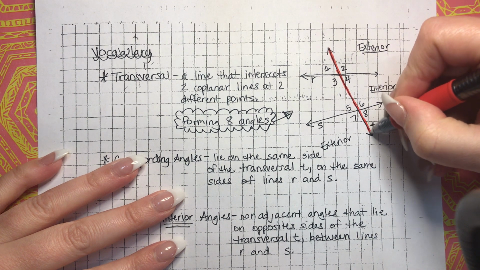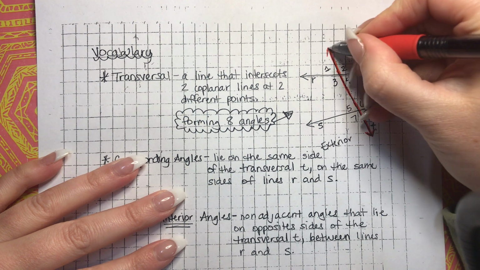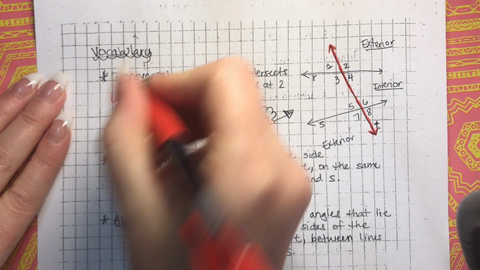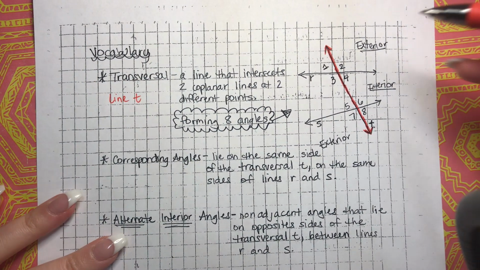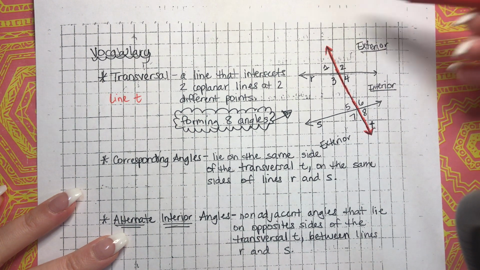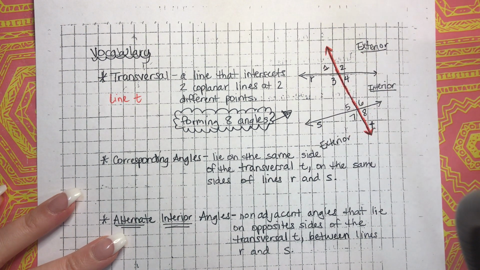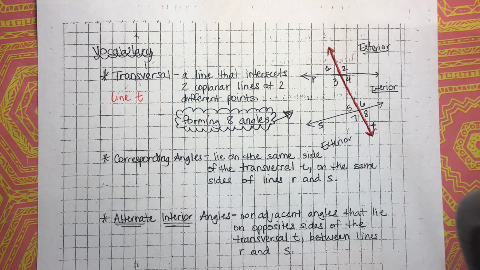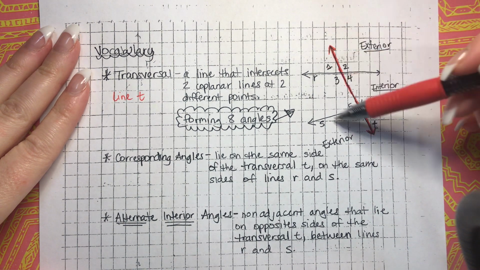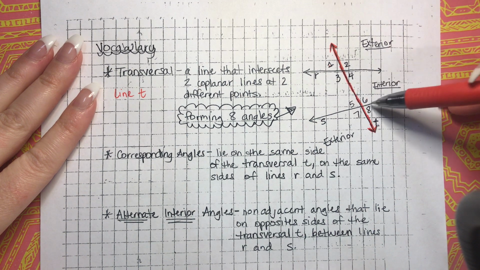It's really important that you're able to identify a transversal. So look for that line that intersects 2 coplanar lines. So line T is our transversal line. Now, what happens is when this transversal intersects two lines, it causes 1, 2, 3, 4, 5, 6, 7, 8 different angles, okay? And it's really important because the vocabulary that we're going to talk about next has to deal with all of these angles. So, yeah, just notice that. 1, 2, 3, 4, 5, 6, 7, 8.